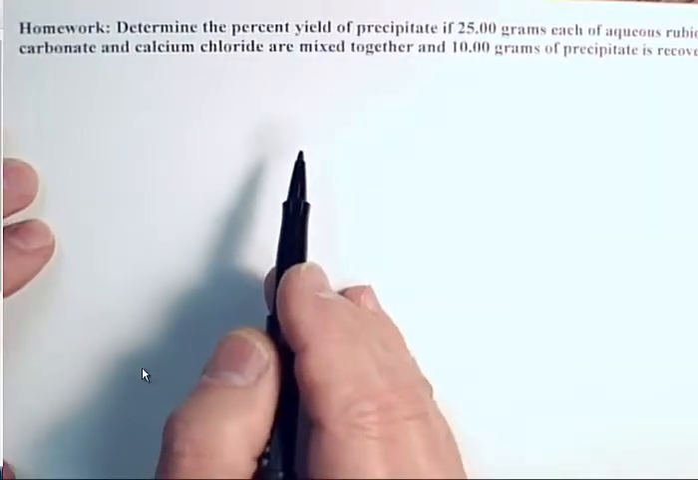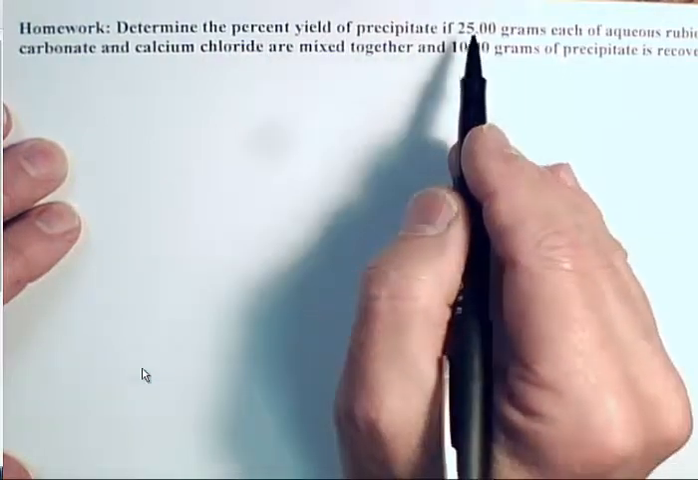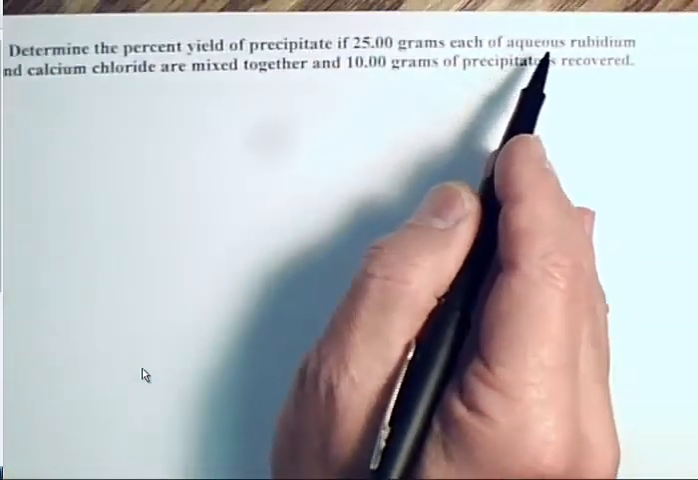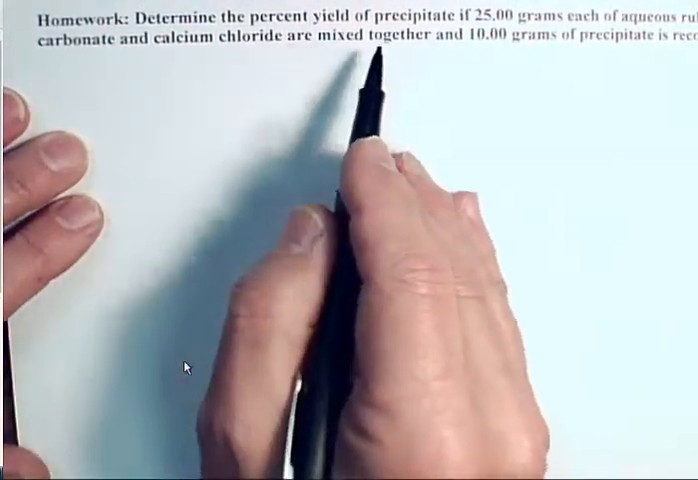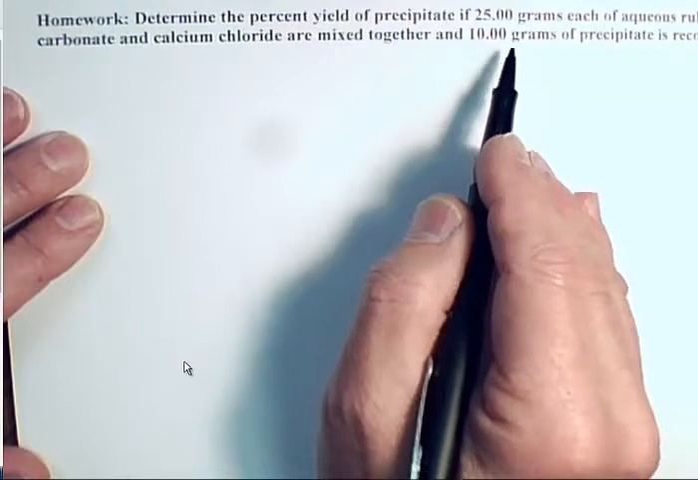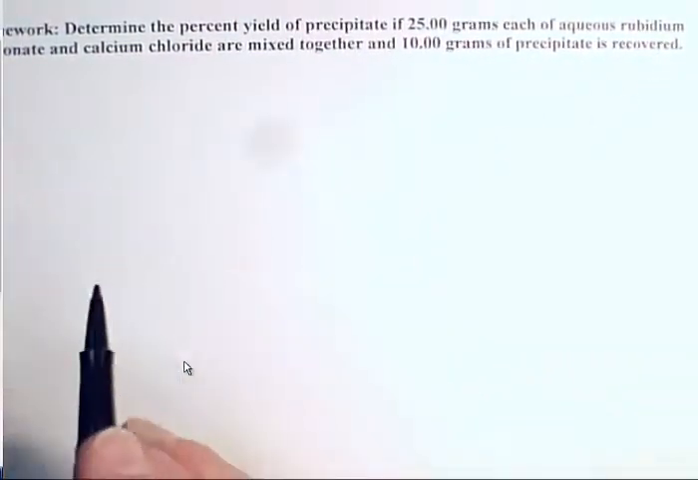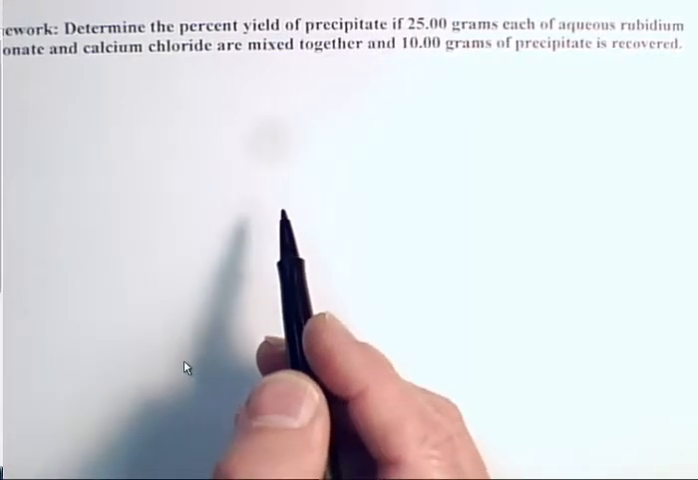Here's the homework problem that was assigned. Determine the percent yield of precipitate if 25.00 grams each of aqueous rubidium carbonate and calcium chloride are mixed together and 10.00 grams of precipitate is recovered. So we have two reactants listed here and one product listed here.